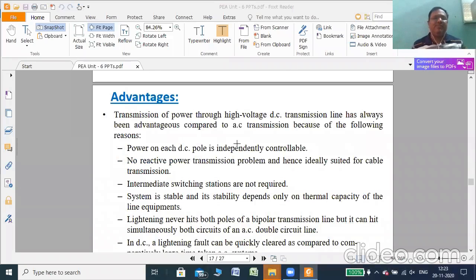Now, advantages, as we already discussed, the advantages of the DC transmission system. But this is one of the questions that may be asked in examination many times: advantages and disadvantages of DC transmission system or AC transmission system. So the power on each DC pole is independently controllable. This is the first advantage.